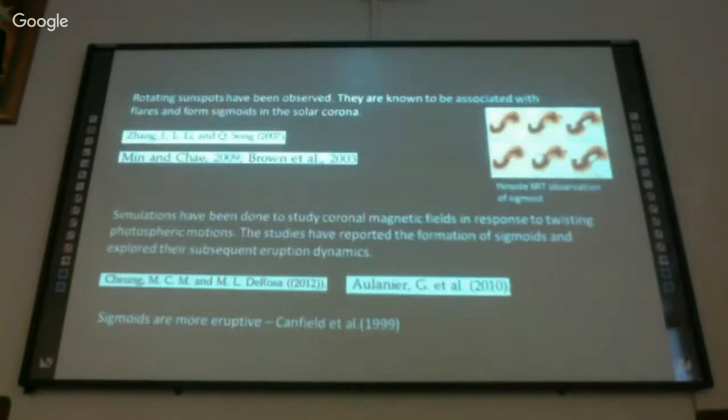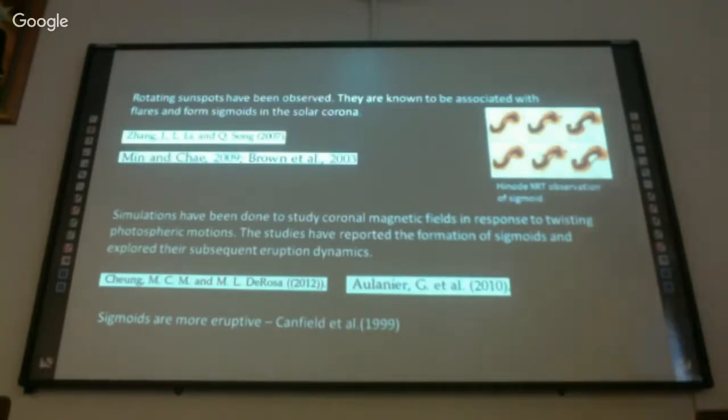Right. So there is observational evidence of vortical flows that develop in the photosphere, which tend to rotate the sunspots. These are some papers where they have done observational studies on rotating sunspots, and they are known to form sigmoid-like structures. These are S-shaped structures which form on top of rotating sunspots. What are sigmoids? Sigmoids are these S-shaped structures. It's called sigmoid because it looks like a sigmoid function.